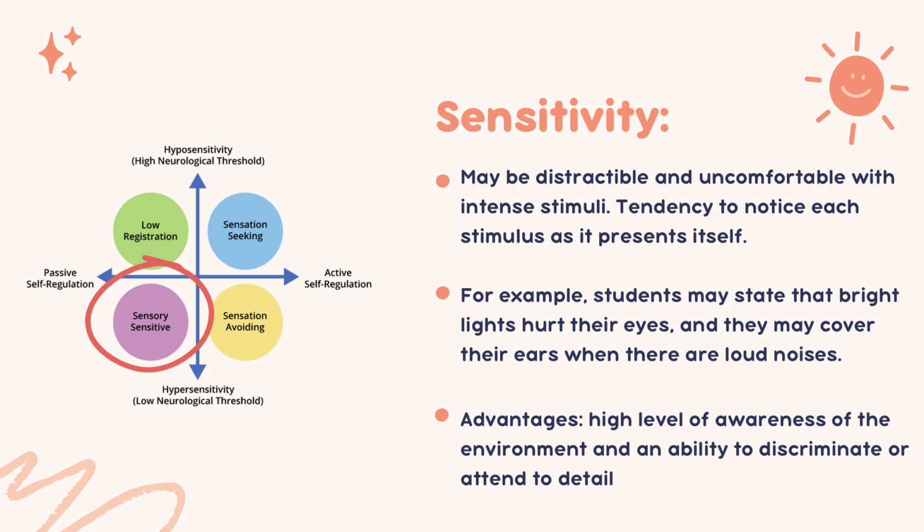Let's talk a little bit more about the third processing type, which is sensitivity. So these kiddos might be very distractible and they're going to be really uncomfortable with really loud, intense stimuli. So really bright lights, really loud noises, things like that. They tend to notice overly all the sensory input in their environment. For example, like I said, the lights might hurt their eyes, but also with really loud noises, they might cover their ears and try to block it out. One thing about these kids that is a good thing is they're going to be really good at paying attention to the details.